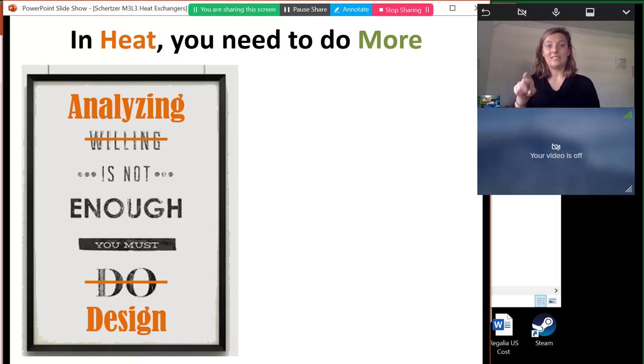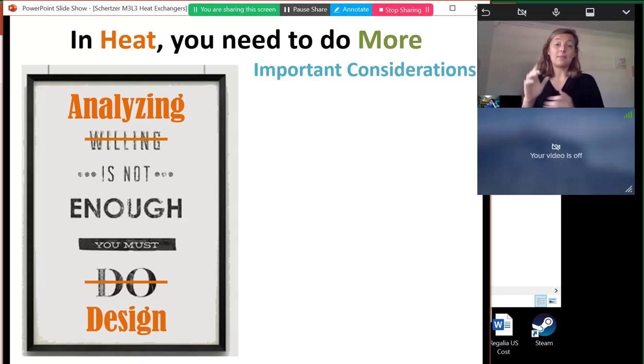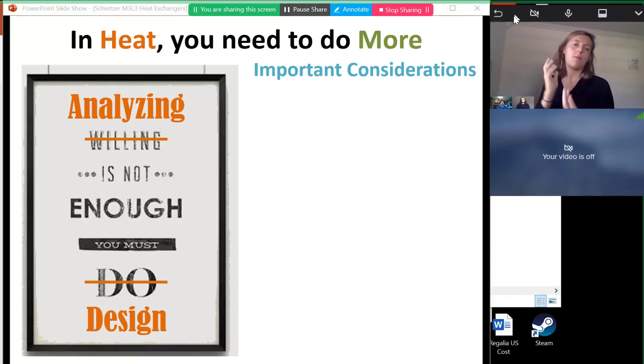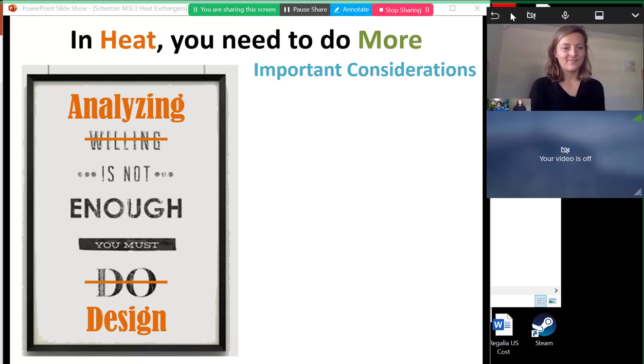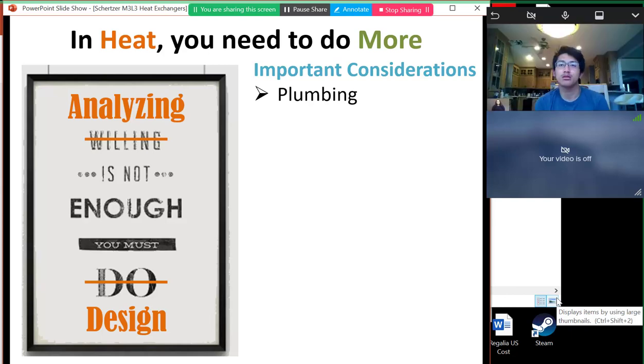So in heat transfer, we need to do more than we did in thermo. We're not just analyzing things. We're trying to learn enough so that we can design heat exchangers to get the kind of performance that we want. So there are some things that are important for us to think about. We want to know about the plumbing. So what kind of heat exchanger are we talking about? That's going to be important.